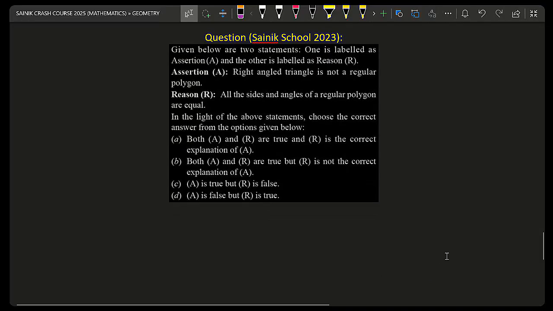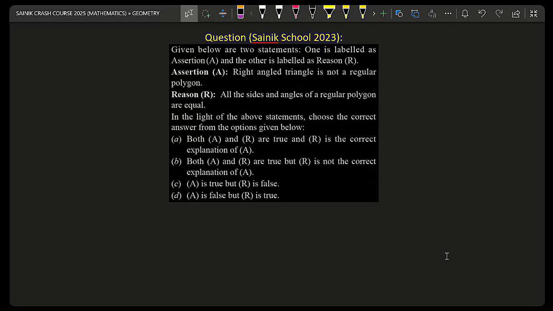Given below are two statements. One is labeled as assertion and the other is labeled as reason. Assertion: a right angle triangle is not a regular polygon. Reason: all the sides and angles of a regular polygon are equal. In the light of the above statements, choose the correct answer from the given options. Option A.